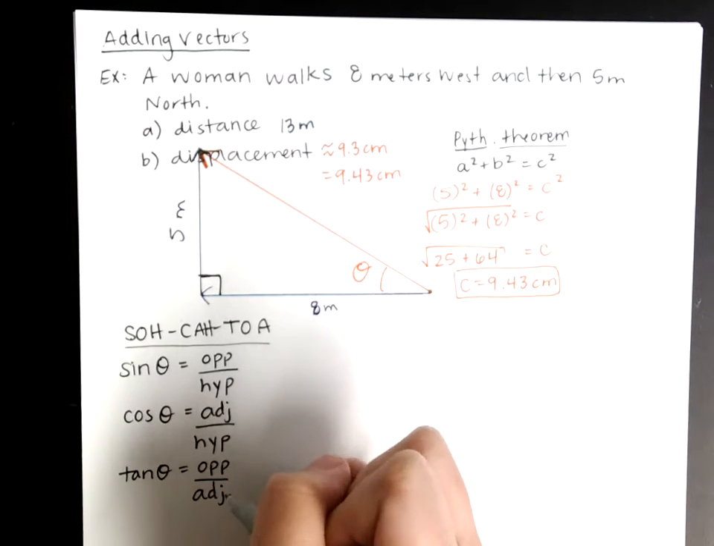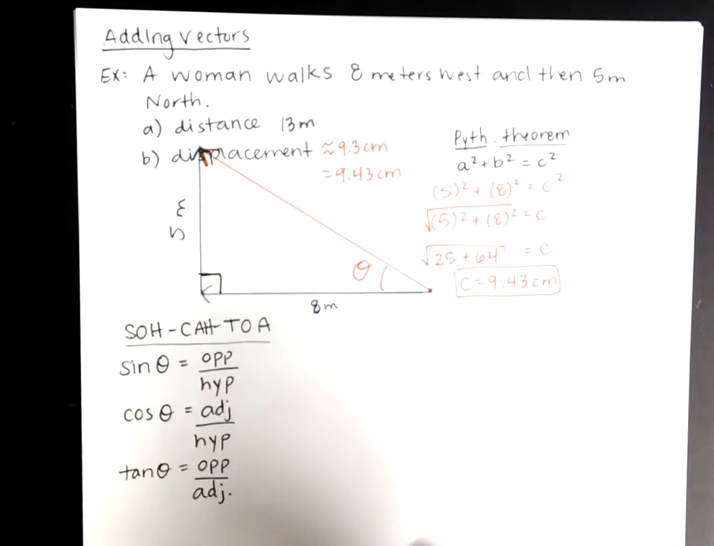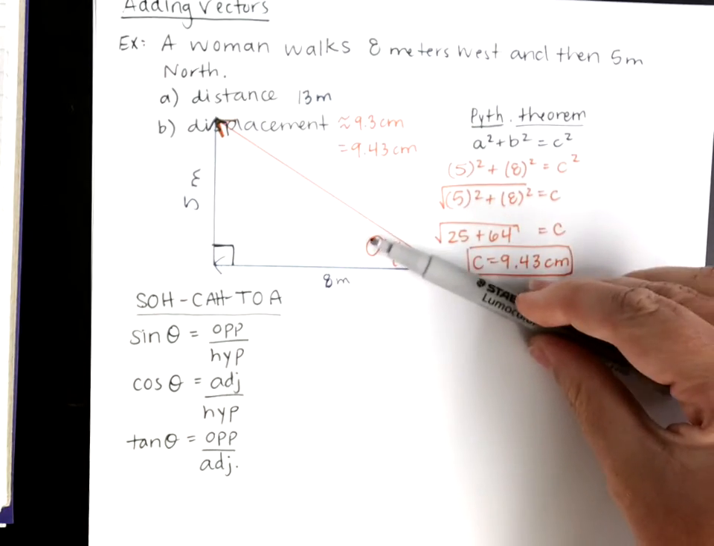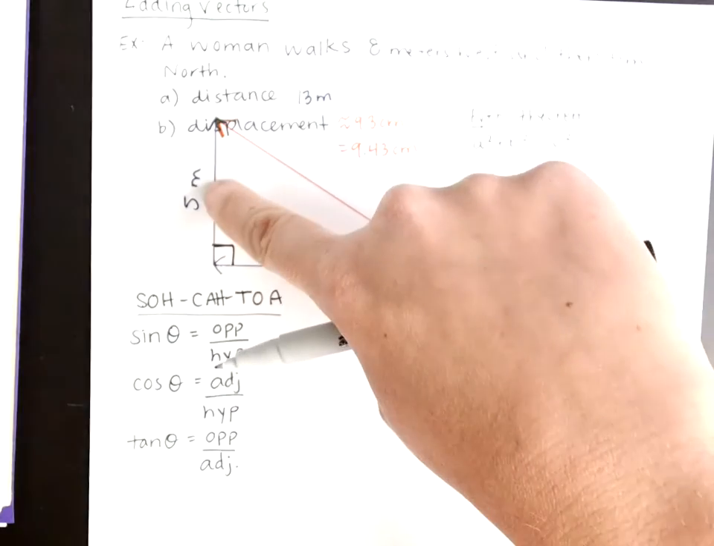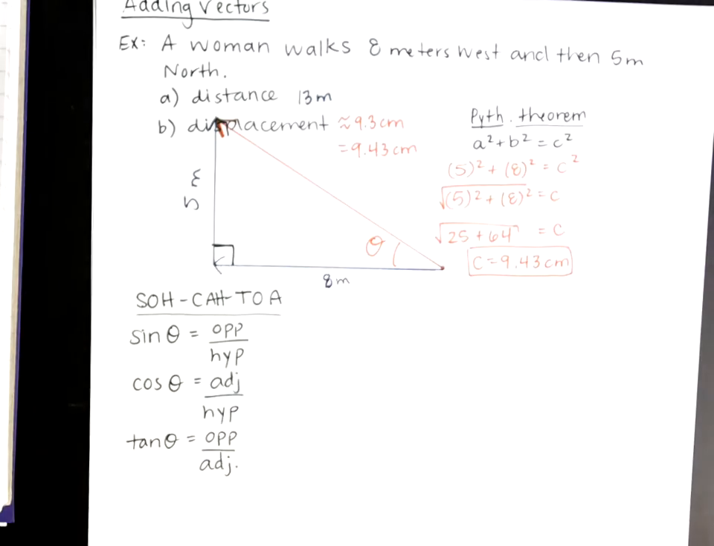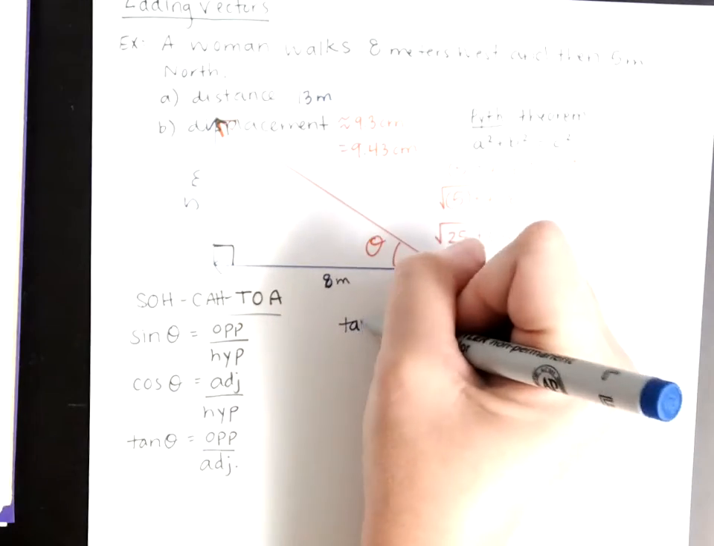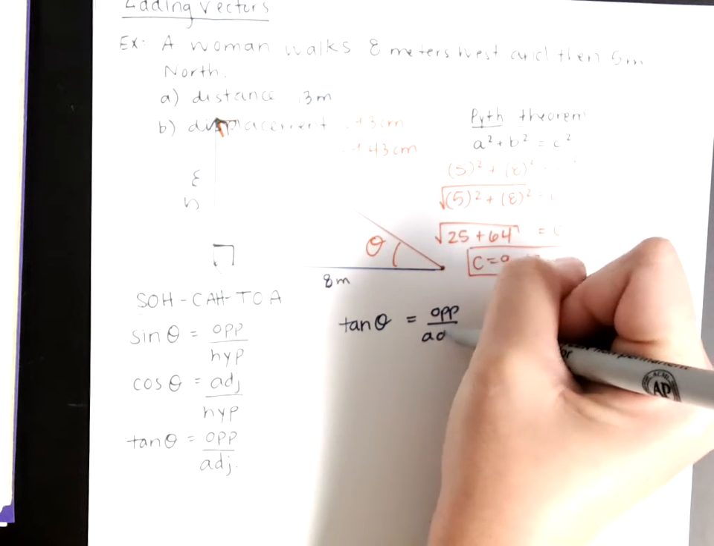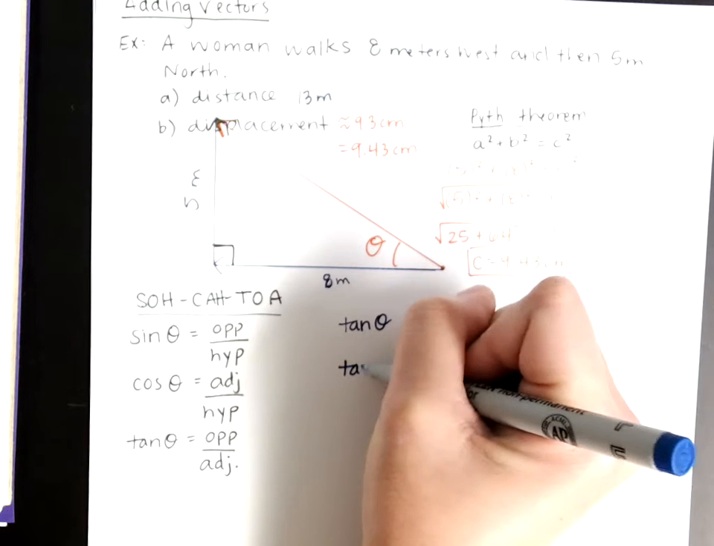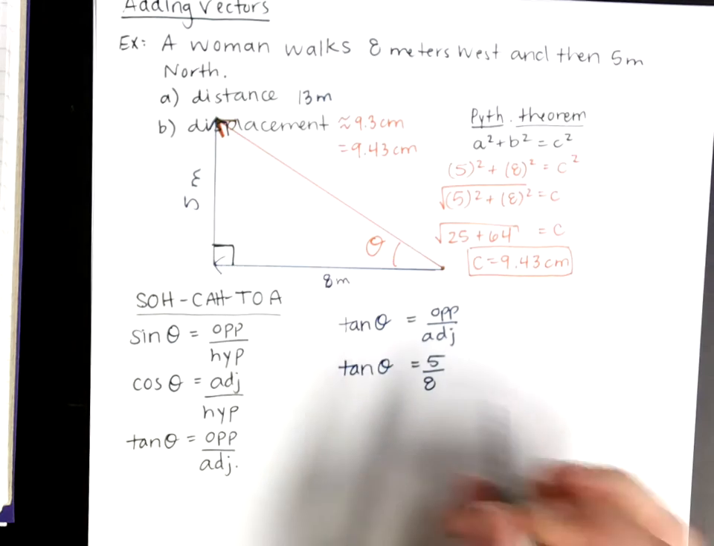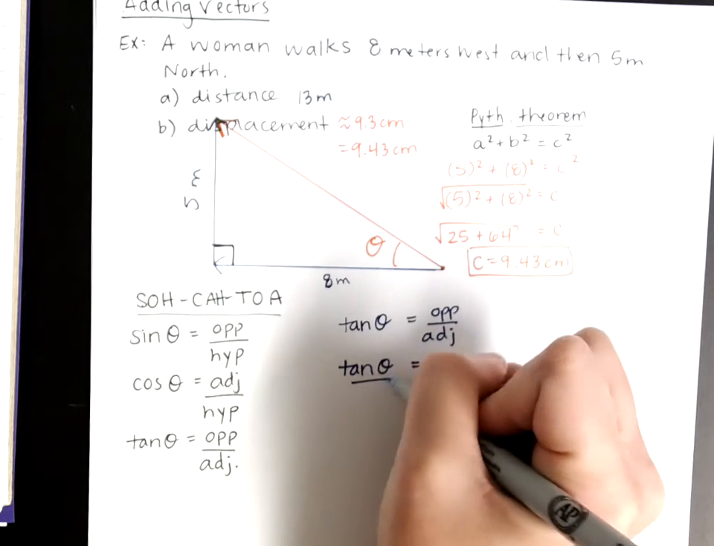More often than not, you're going to want to use the tangent function because that's typically what is given to us. If we look at our theta right here, opposite to this angle is 5 meters. Adjacent to this angle is 8 meters. So that's why we're going to use the tangent. So let's go ahead and do that. Tan theta is equal to opposite over adjacent. We get tan theta equals 5 over 8. And we want theta. So let's divide by tan on both sides.